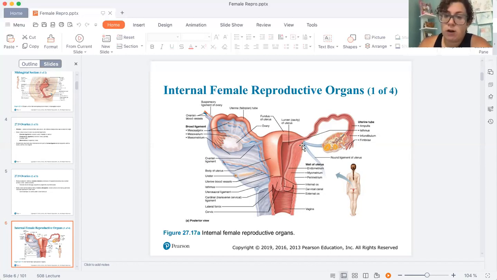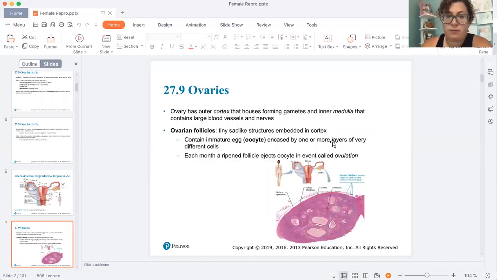We have the uterine wall, and we'll get into that in a few moments. The uterine wall has three different layers and is a hollow organ. Then we'll get into the different aspects of the ovary as well. In the ovaries, there's a cortex that houses all the different areas where the gametes are formed, and the inner medulla is where all the blood vessels and nerves are. Ovaries make follicles, tiny sac-like structures embedded in the cortex, which hold immature eggs, or oocytes.